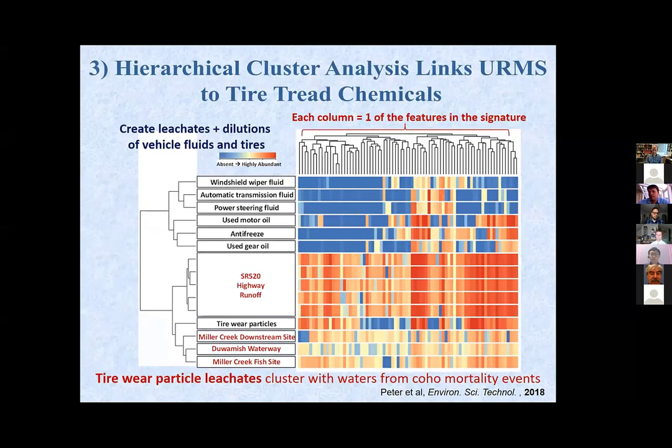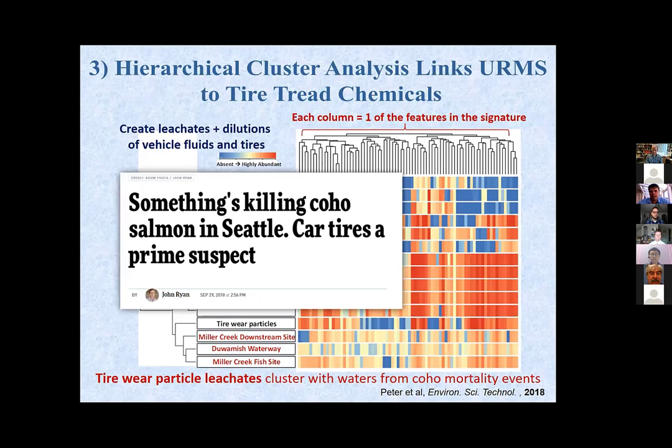And in fact, some of our statistical analysis was clustering field observations of mortality down here at the bottom, like the Miller Creek. Sorry, my computer's lagging a little bit. I'm not sure why. So our statistical analysis, that cluster analysis that Lee showed us, was actually grouping a tire wear particle leachate along with actual field observations of urban runoff mortality syndrome, basically saying that the water quality in a receiving water where coho salmon were dying actually looked a lot like tire tread leachate, right? And so this really spawned a bunch of research. For example, this is a headline in 2018: something's killing coho salmon in Seattle, car tires are a prime suspect.